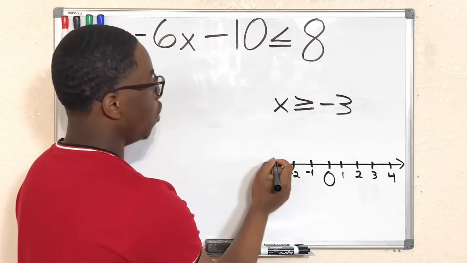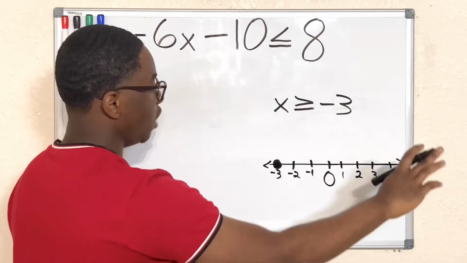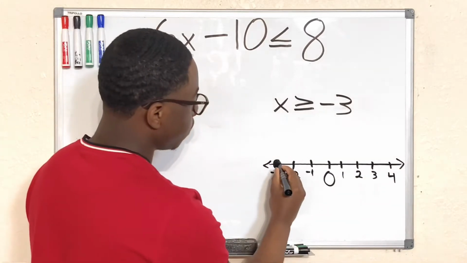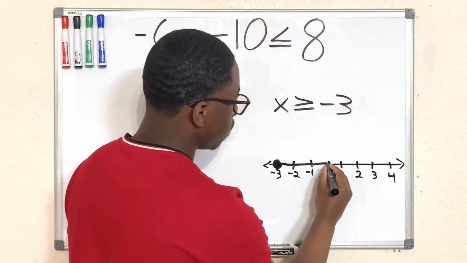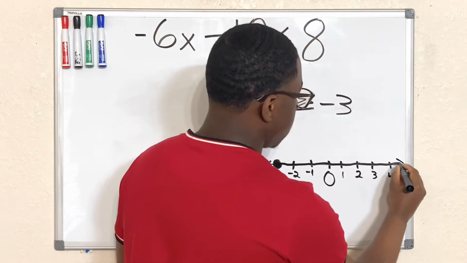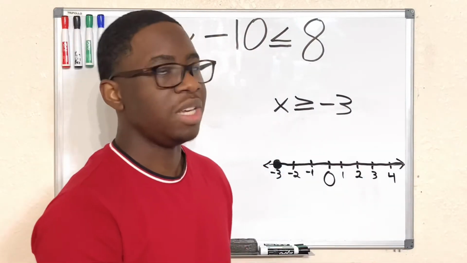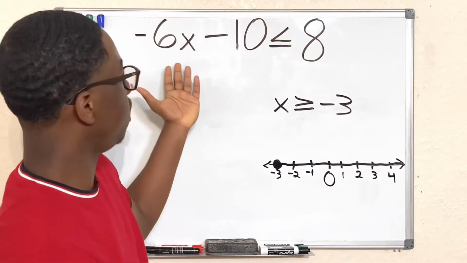Now we're going to go in what direction? Well, x is greater than negative 3. So we're not going to go backwards, we're going to go forwards. So we're going to keep going forwards. All numbers greater than or equal to negative 3 are going to fit this inequality right here.